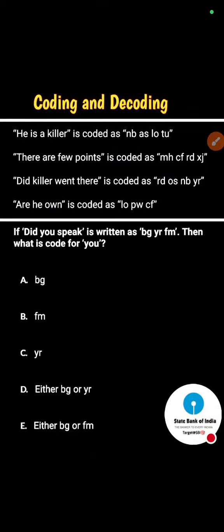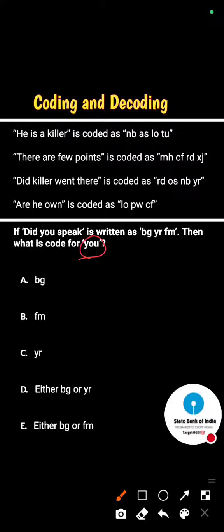Next one, what is the code for "you"? Here the code given for "did you speak" is given as this one. Here we have "did". According to "did", what do we have common in this and this, Y R. So our answer will be BG or FM. BG or FM, so the answer will be option E.